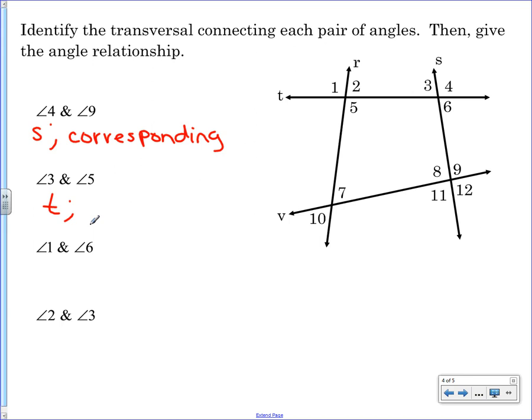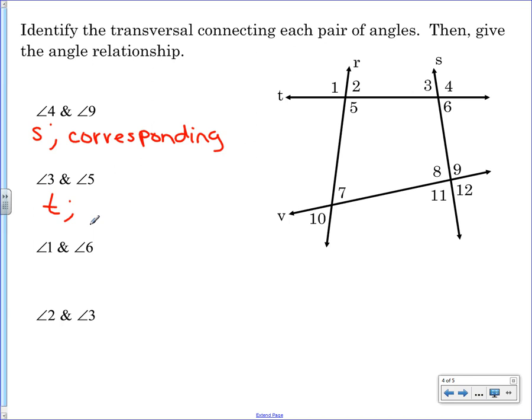Maybe, we're not sure. I don't get a definite yes or no, so let's keep going. Alternate exterior? Are they on the exterior? No. Corresponding, are they in the same position but different places? No. Same side interior? Consecutive interior? No. So let's go back through again.